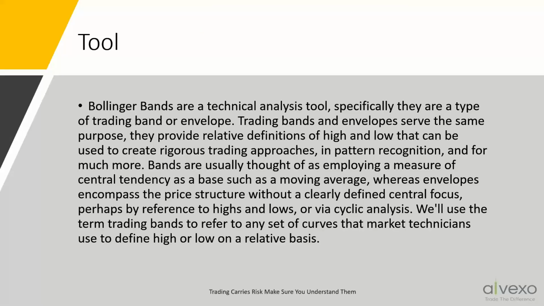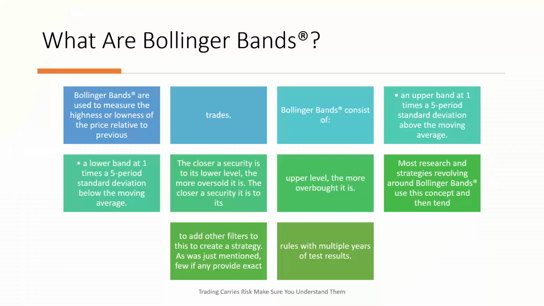Now, Bollinger Bands, and we're going to go over some live charts in a minute, are a technical analysis tool. Specifically, they are a type of trading band or envelope. Trading bands and envelopes serve the same purpose. They provide relative definition of high and low that can create vigorous trading approaches to the markets. So Bollinger Bands are used to measure the highness and the lowness of price relative to its current value.